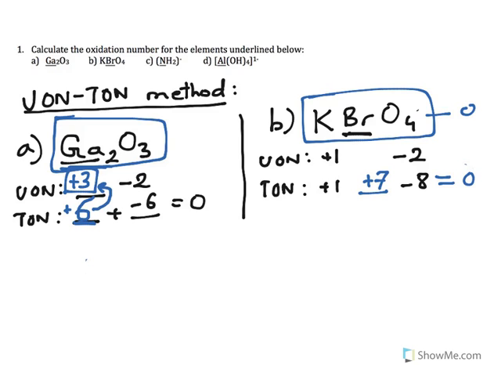Once again, we have only 1 bromine in this case, so the unit oxidation number, or the oxidation number that we're looking for, is going to be the exact same as the total oxidation number, and that is our answer, +7.